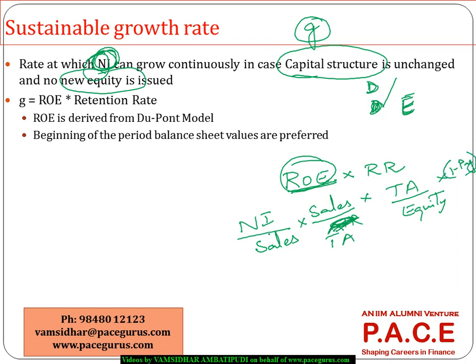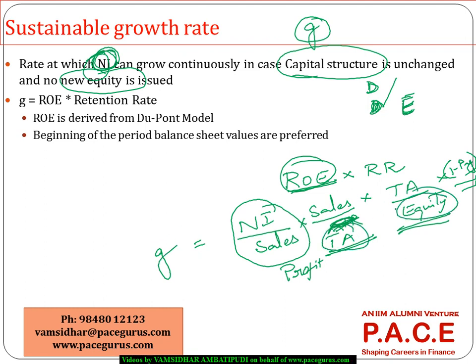Now net income by sales is the net profit margin, which is the profitability ratio, then the asset turnover ratio, and financial leverage, multiplied by the retention ratio. All these things put together contribute to the sustainable growth rate of the company. And whenever I am taking total assets or total equity, we are looking at the beginning of the period balance sheet values to compute this sustainable growth rate, which can very well be used for the long term growth or the current growth rate, especially if the growth rate is fluctuating more and more.